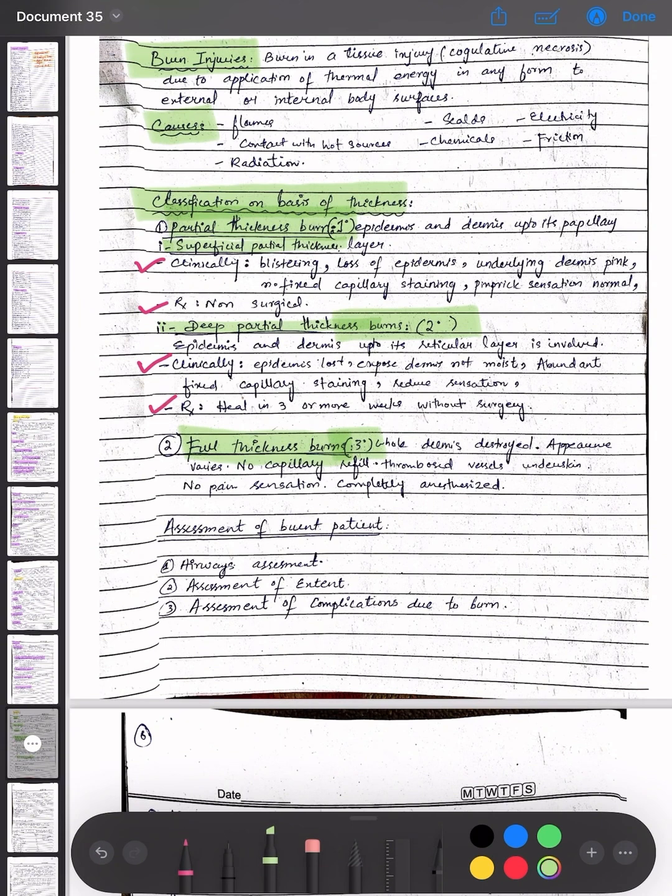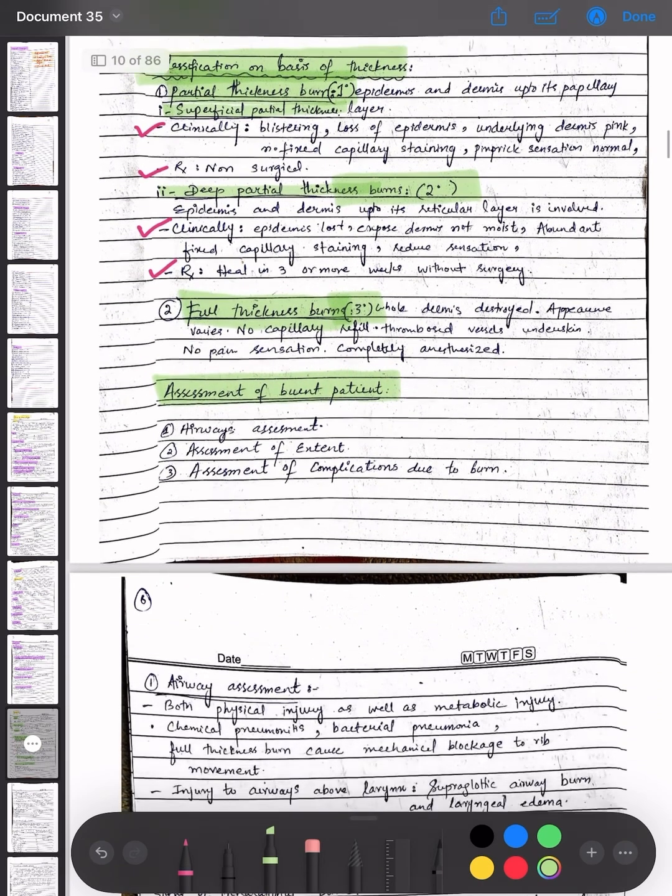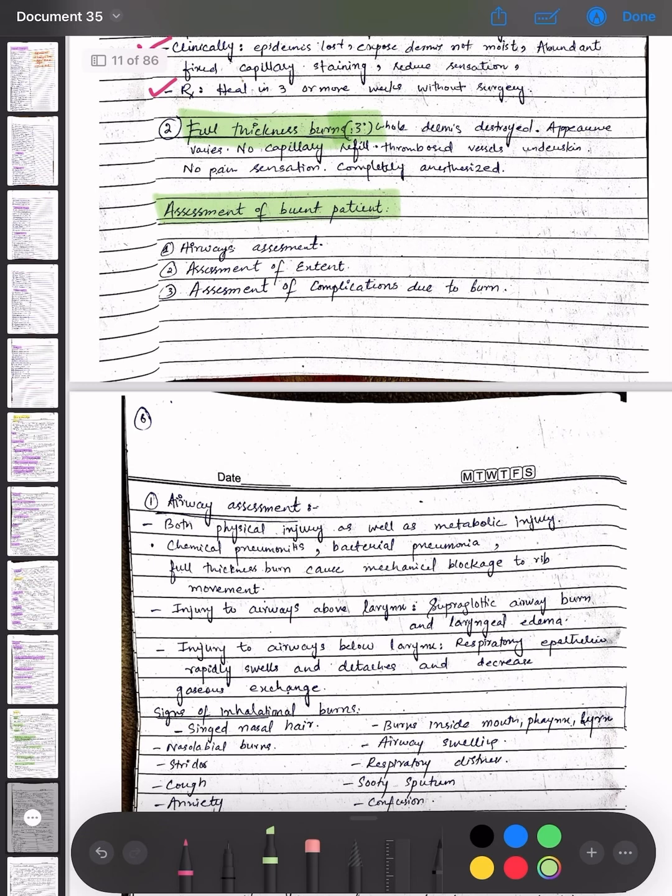Okay. Now assessment of the burn patient. How will we assess the burn patient? First of all, we have to do the airway assessment, then assessment of extent, then assessment of complications due to burn.